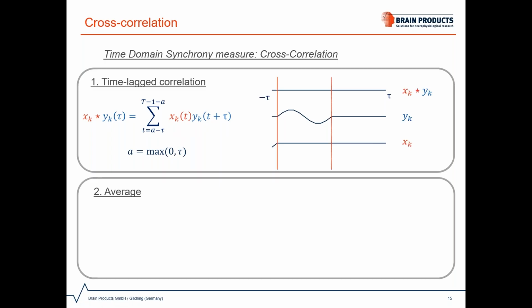We denote this process by this star. And we might understand this as if we were shifting across over y and then summing all the products of the overlapping values. And this is maximal at total overlap. It is maximal here because all positive values in one signal correspond to all positive values in the other signal, which makes a positive product. And all negative values in one signal are matched with all negative values in the other signal, which also makes a positive product, summing up to the maximum here.